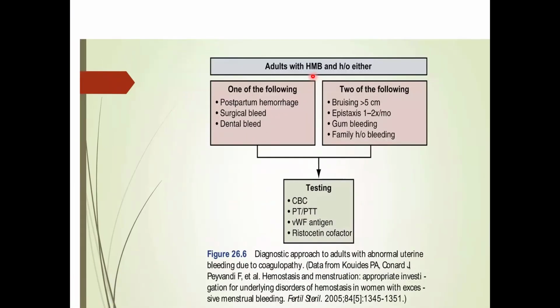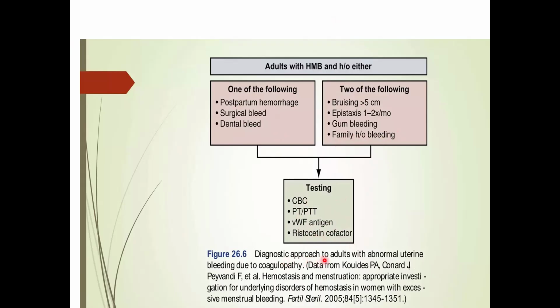Adults with heavy menstrual bleeding and a history of either one of the following: postpartum hemorrhage or surgical bleed or dental bleed; or two of the following: bruising larger than 5 centimeters, epistaxis 1 to 2 times a month, gum bleeding, or family history of bleeding. For testing of these categories, we will perform a CBC test, PT or PTT test, VWF antigen, and ristocetin cofactor.